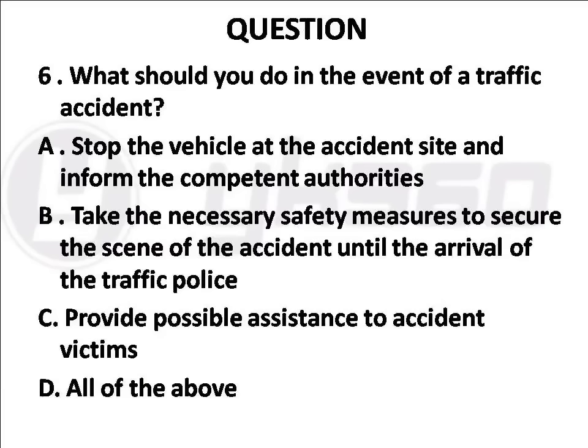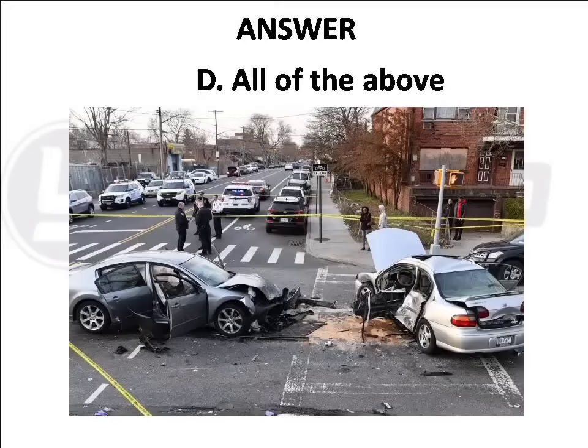Question number 6. What should you do in the event of a traffic accident? The options are: A, stop the vehicle at the accident site and inform the competent authorities; B, take the necessary safety measures to secure the scene of the accident until the arrival of the traffic police; C, provide possible assistance to accident victims; D, all of the above. The answer is option D, all of the above.